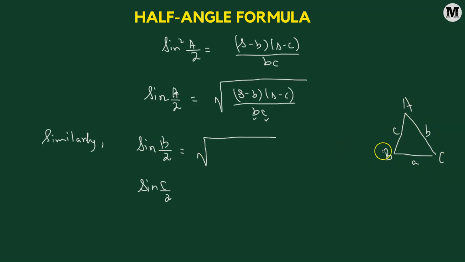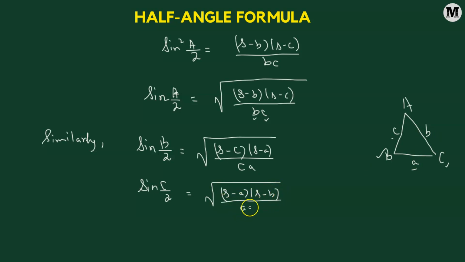So here we are considering angle B. We'll consider the sides that are adjacent to angle B. So those are going to be side a and side c. Then we're going to use s minus c multiplied by s minus a divided by c times a. And for sine of c over 2, here we consider the vertex C, and the sides adjacent to vertex C are a and b. So here we are going to get s minus a multiplied by s minus b divided by ab. So this is how we can express the half angle formula for sine.